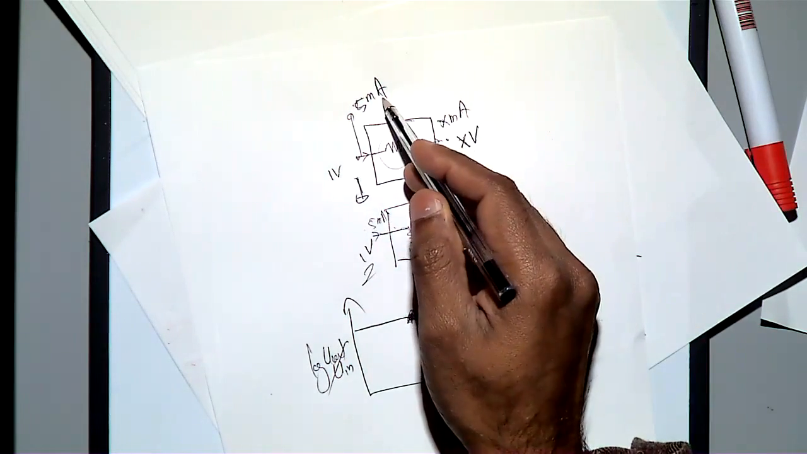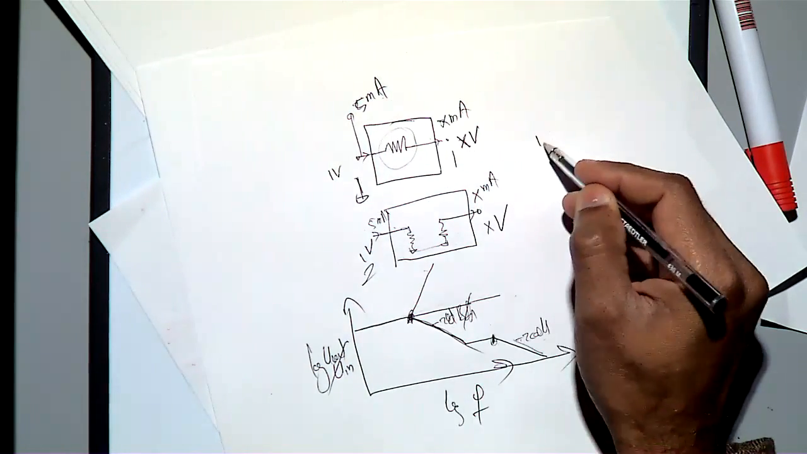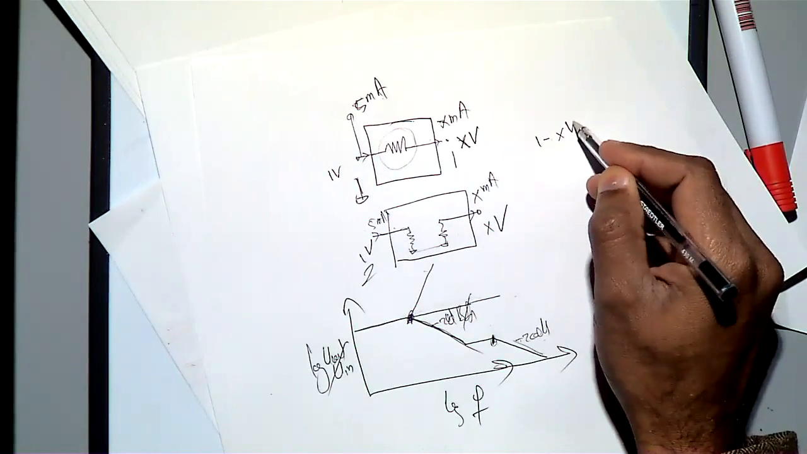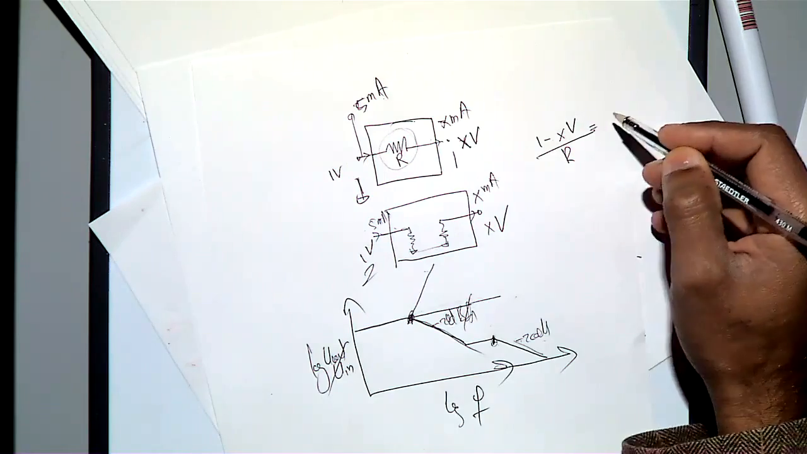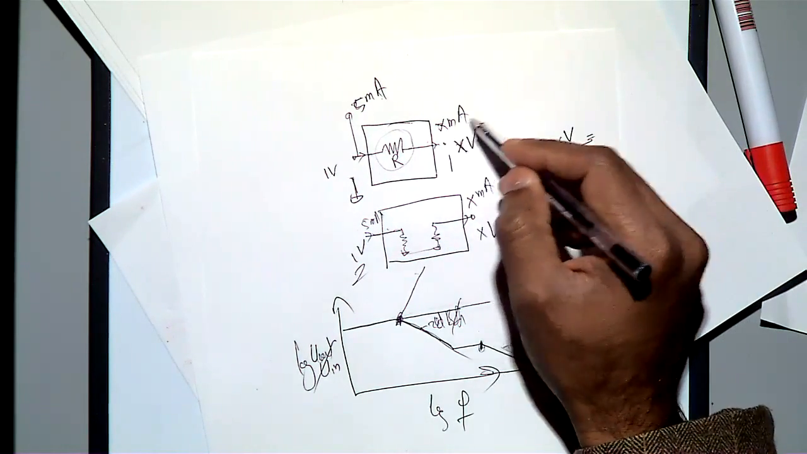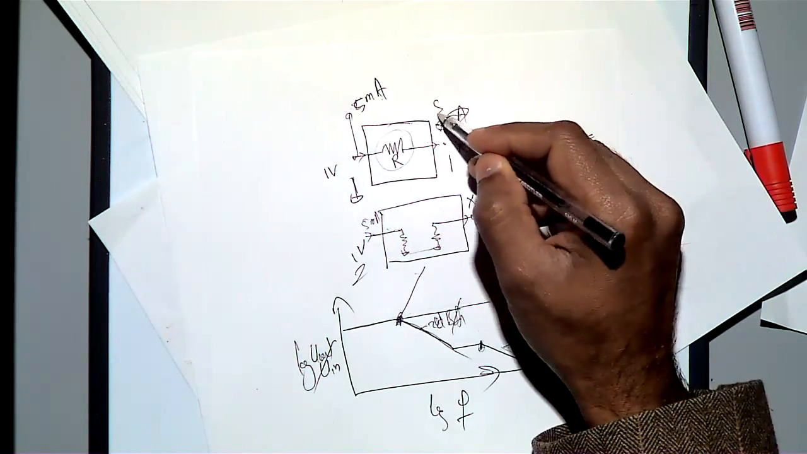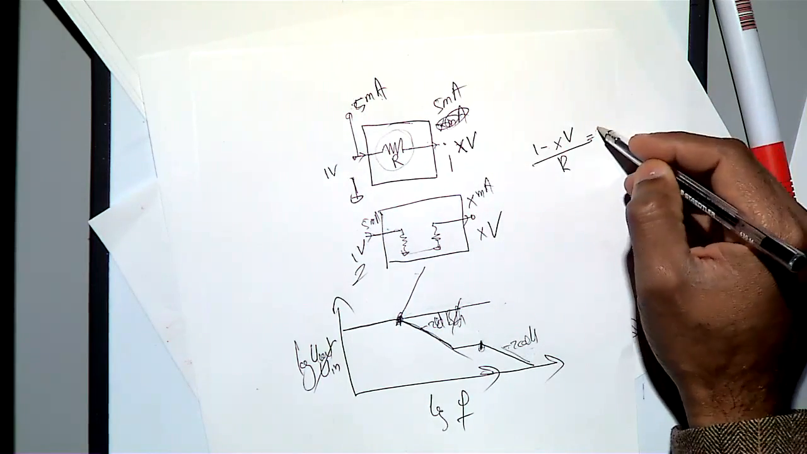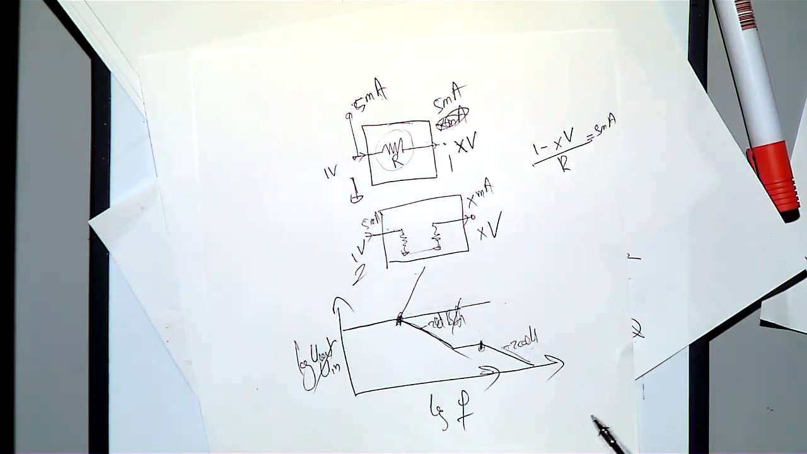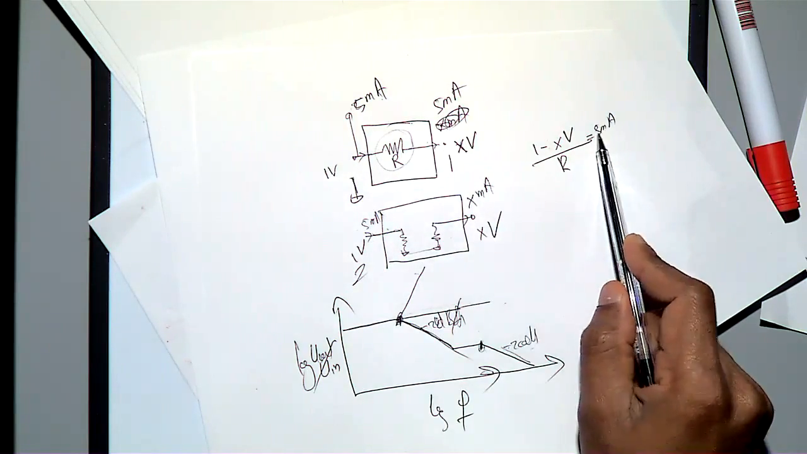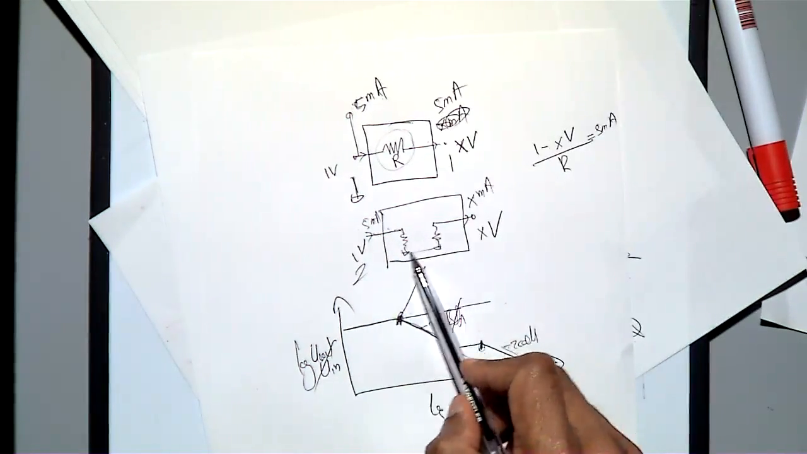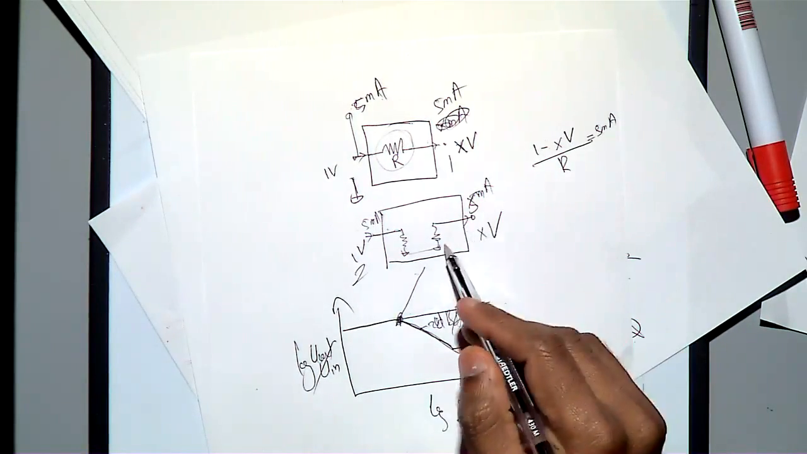So here 5 milliamps means (1 volt minus X volt) divided by, maybe this is R, which is equal to 5 milliamps. Here 5 milliamps is going in, here also 5 milliamps is coming out. You know what I meant? Because (1 volt minus X volt) divided by R equals 5 milliamps. I can split it. You wouldn't notice whether I split it.